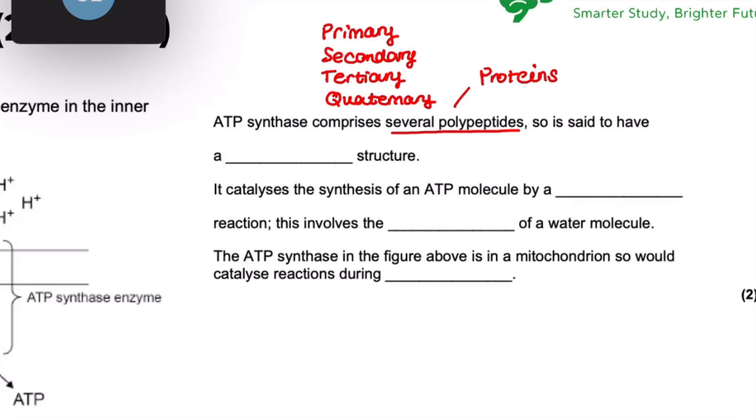Now it says that it has several polypeptide chains. Remember, tertiary structure is when it has one unique polypeptide chain, one unique 3D structure. However, it has several polypeptide chains, so we know it's not going to be tertiary structure. Secondary doesn't have a polypeptide chain, and primary just has a sequence of amino acids. So we know that our answer is going to be the quaternary structure.